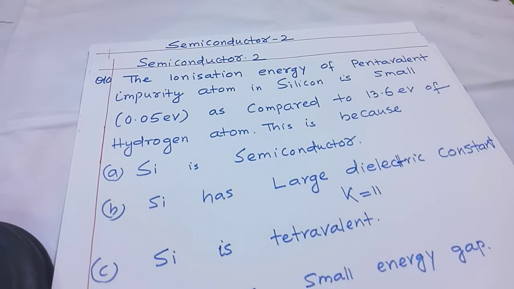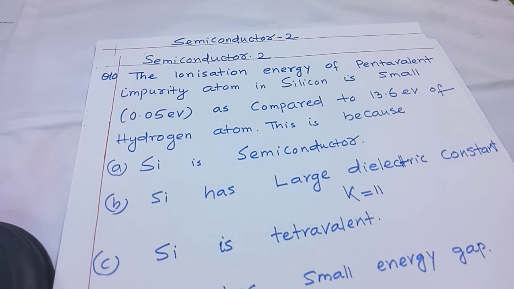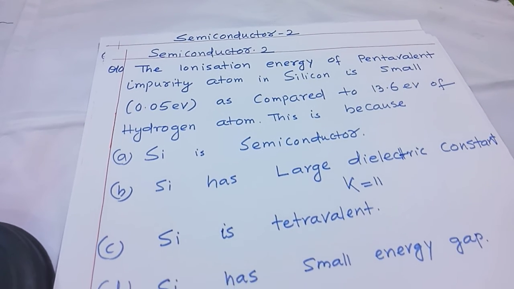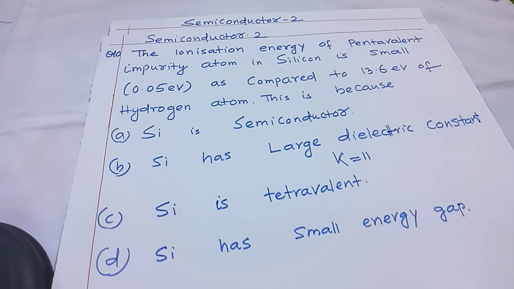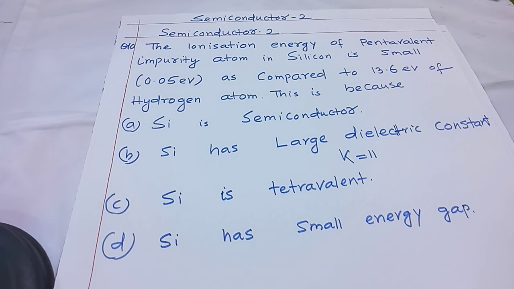Now next question: the ionization energy of a pentavalent impurity atom in silicon is small, that is 0.05 electron volt, as compared to 13.6 electron volt of the hydrogen atom. This is because silicon is a semiconductor. Silicon has a large dielectric constant K equal to 11. Silicon is tetravalent. Silicon has a small energy gap.